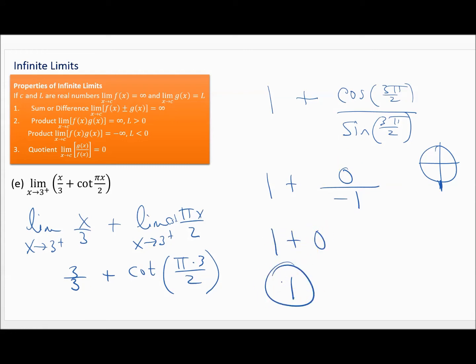As a matter of fact, this could have shown up in section 1.3, just regular old properties of limits. Infinity did not have anything to do with this. Now, had I changed this problem to tangent of pi x over 2, we would have a different animal. Try that problem. See what you think, and let me know if you have trouble with it. Change it to tangent. All right. I hope this helps. Let me know if you have questions.